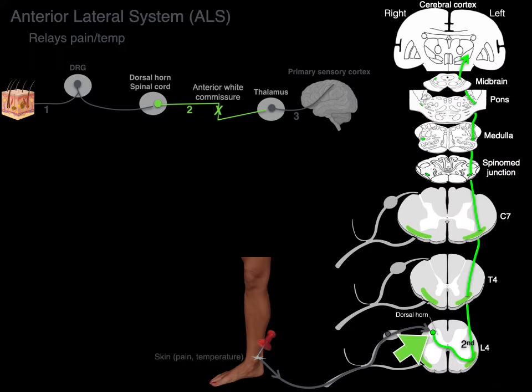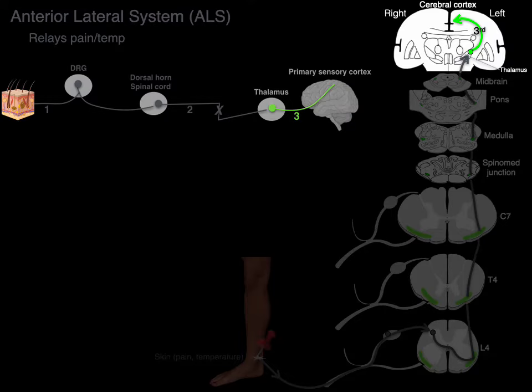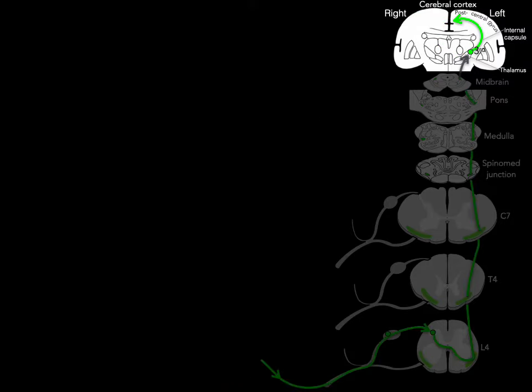So there's the second order neuron cell body in the dorsal horn gray matter. It decussates at the anterior white commissure and then ascends in the spinothalamic tract all the way through the brain stem, and then synapses in the thalamus. And from the thalamus, that third order neuron goes to the primary sensory cortex. The third order neuron courses through the internal capsule and then synapses in the postcentral gyrus of the cerebral cortex.